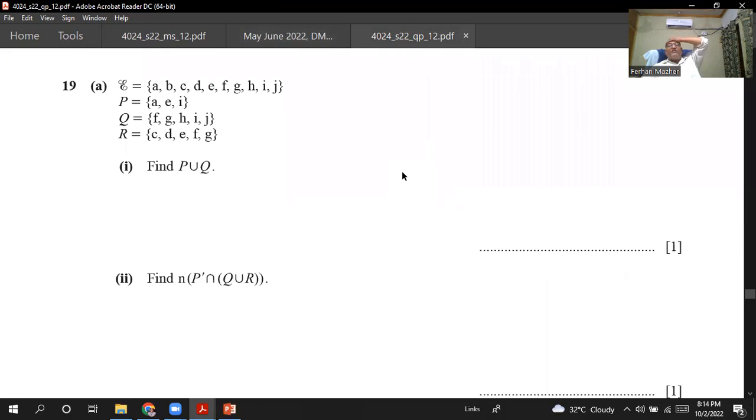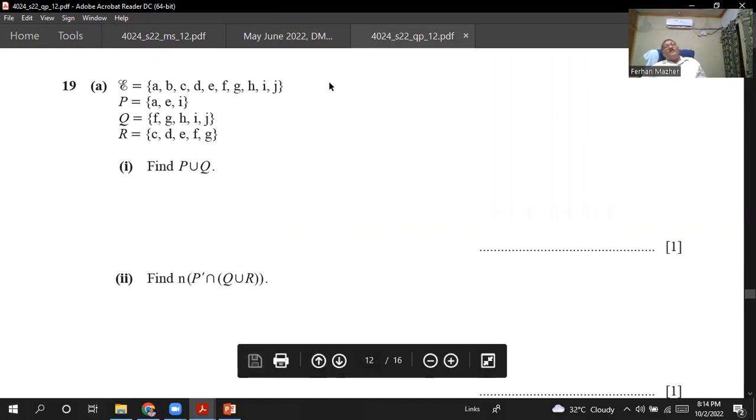Now we are going to the next question. In question number 19, they say the universal set is A, B, C, D, E, F, G, H, I, J. P is A, E, I, and Q is F, G, H, I, J. R is C, D, E, F, G. They want us to find P union Q.